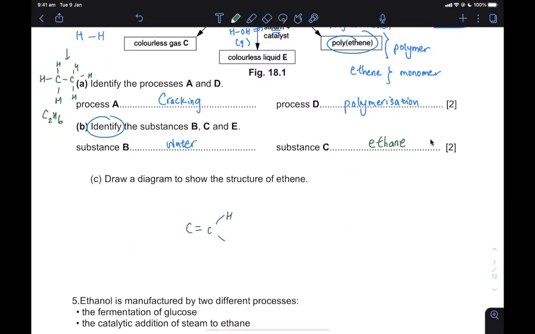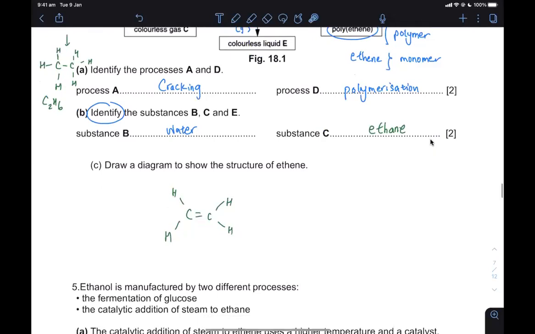Draw a diagram to show the structure of ethene. Well, I've just done that before. I can easily draw that again. Carbon-carbon double bond, unsaturated alkene, carbon-hydrogen single bonds, carbon forms 4 bonds, just like that.